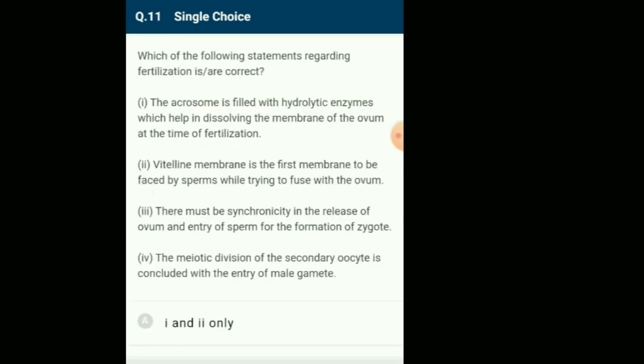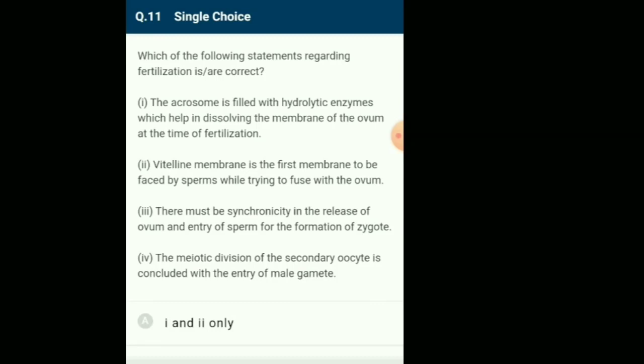Question number 11. Which of the following statements regarding fertilization are correct? Here four statements are given. During fertilization, for the entry of sperm in the ovum, the acrosome breaks it with the help of digestive enzymes present in it. The acrosome contains hyaluronidase and acrosin enzymes which eat up the zona pellucida and allow the haploid nucleus in the sperm to join with the haploid nucleus of the ovum.